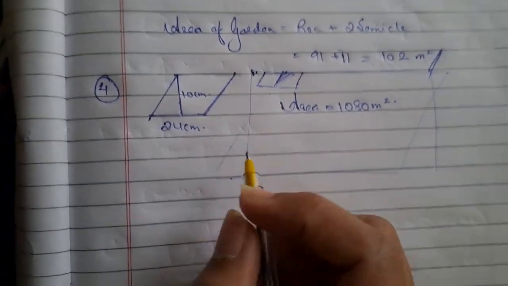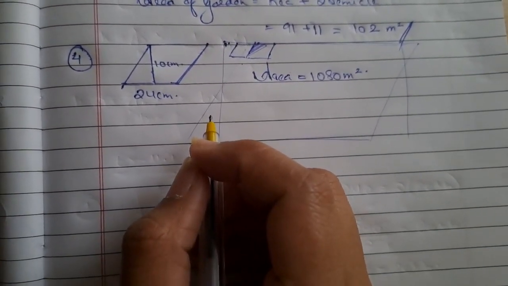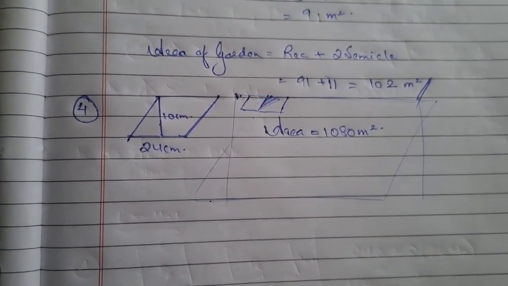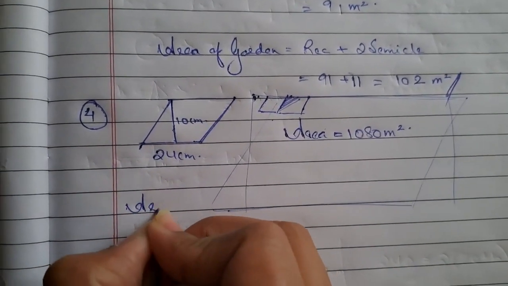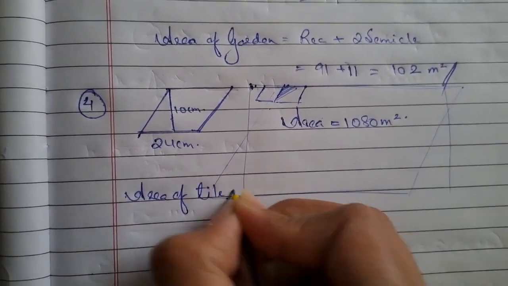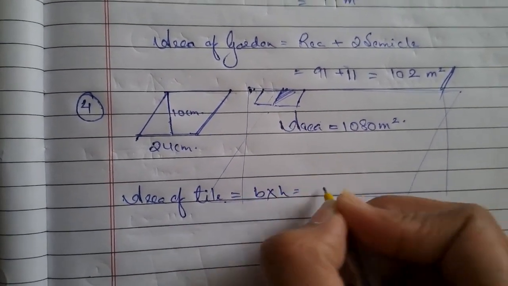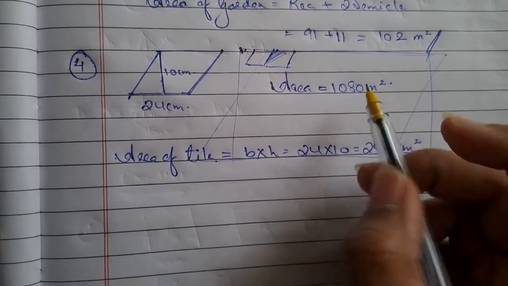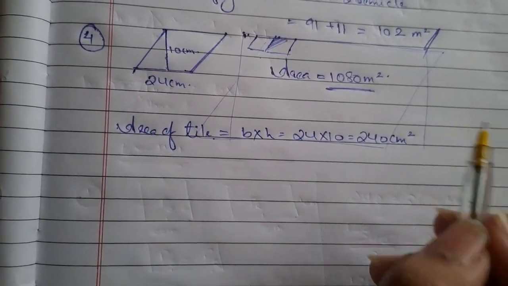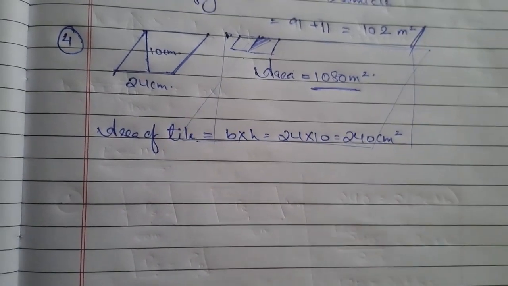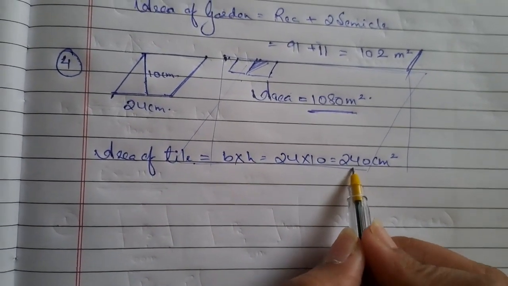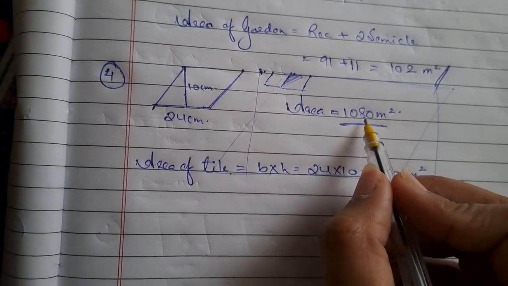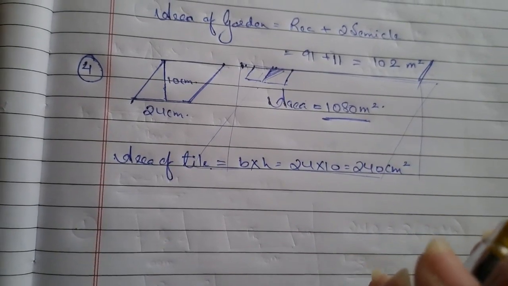Okay, now here one more thing they have given. If you can split the tiles in whatever way you want to fill up the corner, you can do it. That means you just need to find out the number of tiles required. So the area of a tile is equal to base into height. That is 24 times 10, that is 240 centimeters square. But the floor area is given to you in meter square. So what you're going to do is convert this into meter square to find out the number of tiles, or convert this into centimeter square. Either way it is possible.